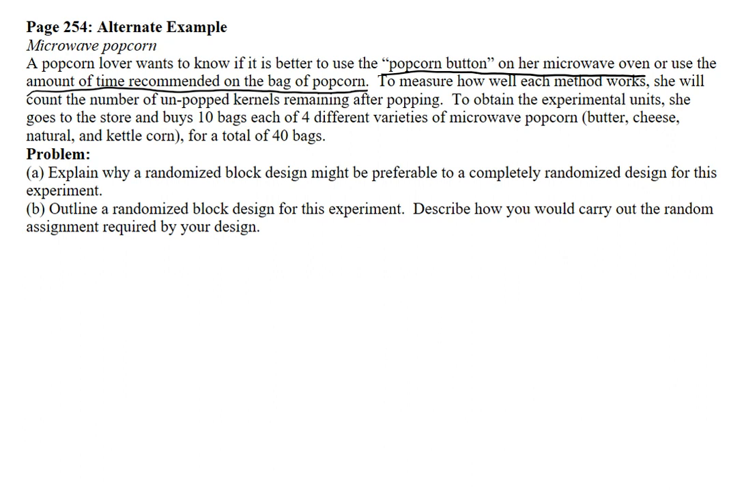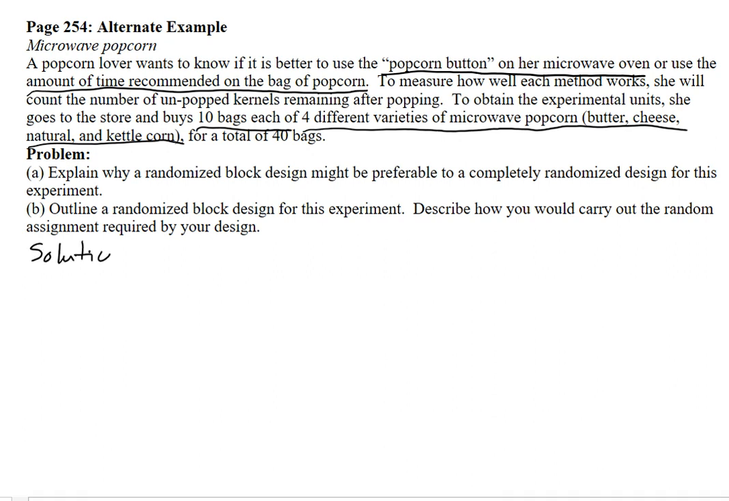To obtain the experimental units, she goes to the store and buys 10 bags each of 4 different varieties of microwave popcorn: butter, cheese, natural, and kettle corn, for a total of 40 bags. A. Explain why a randomized block design might be preferable to a completely randomized design for this experiment. Okay, well, our solution to that: a randomized block design might be better because there may be differences within the varieties of popcorn already that would confound our variable of popping method.